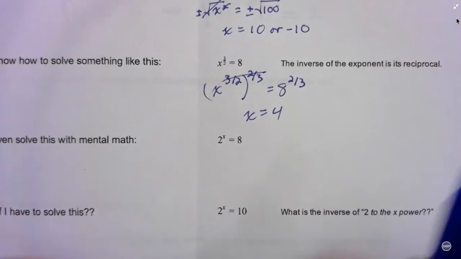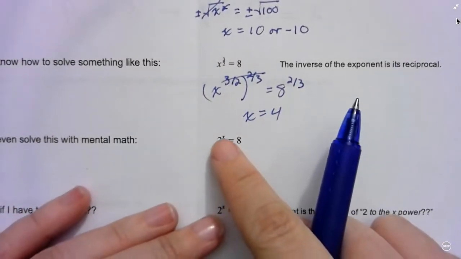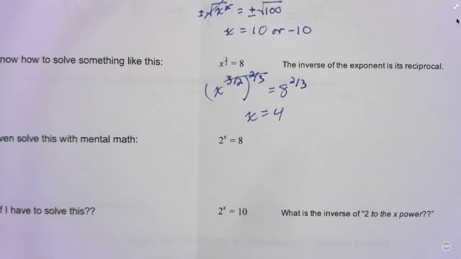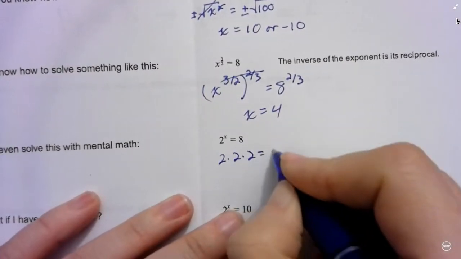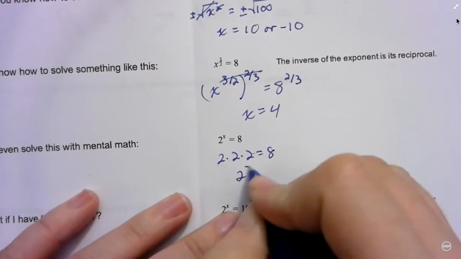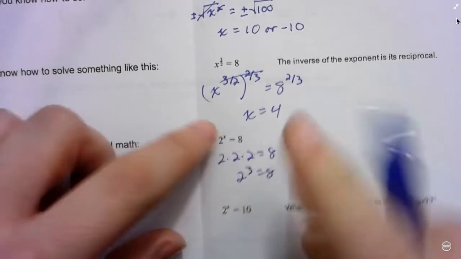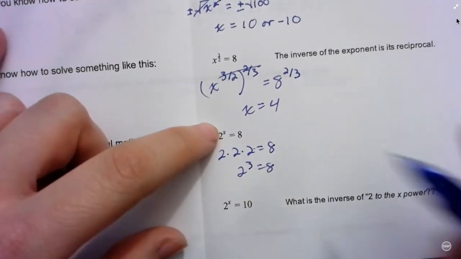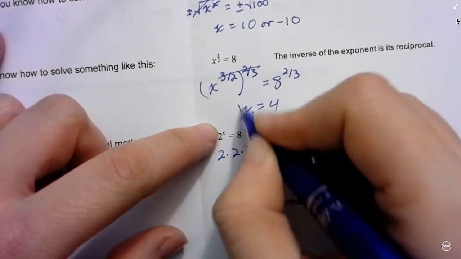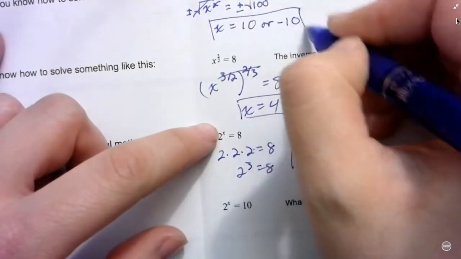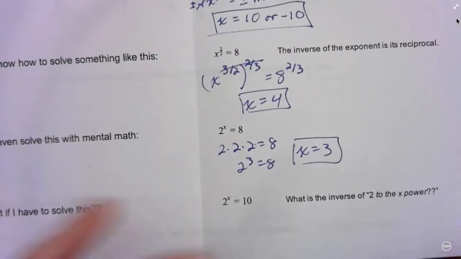You even know what to do in a case like this, where I have 2 to some power equals 8. Because I know that 2 times 2 times 2 is 8, and that's 2 to the third. So 2 to the x, well, it's really 2 to the third, so x is 3. So all those types of equations that involve exponents in some way, you already know how to solve.